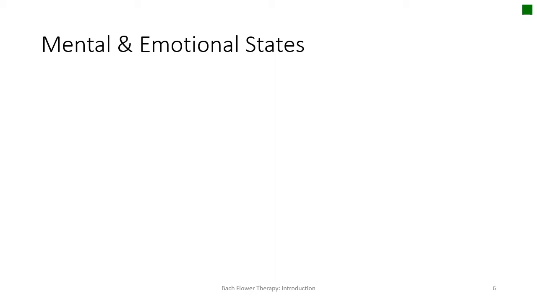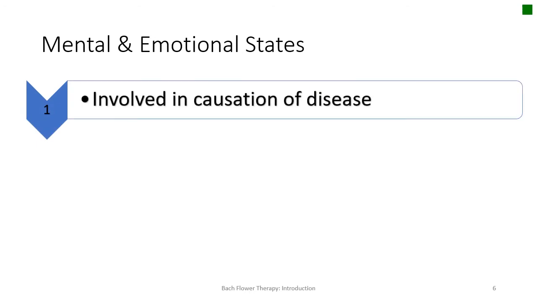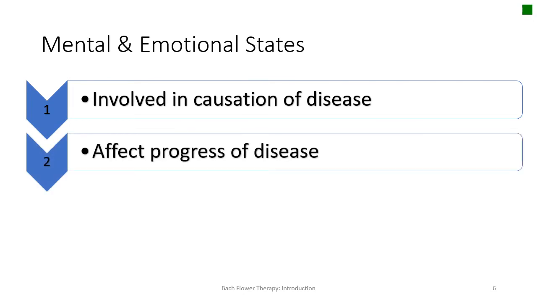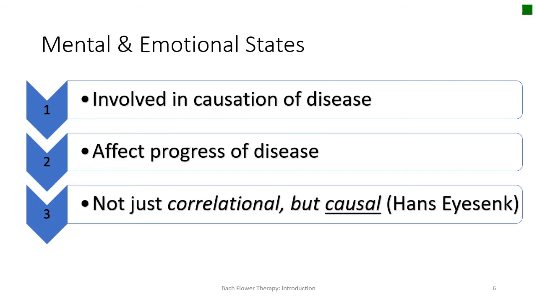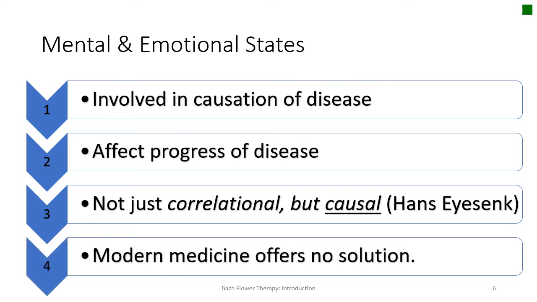So as we saw in the previous slide, the mental and emotional states are involved in the causation of disease. They affect the progress of disease. And mind you, these observations are not just correlational, but they are causal. This has been found by Hans Eysenck, a very famous psychiatrist. And sadly, modern medicine offers no solution.